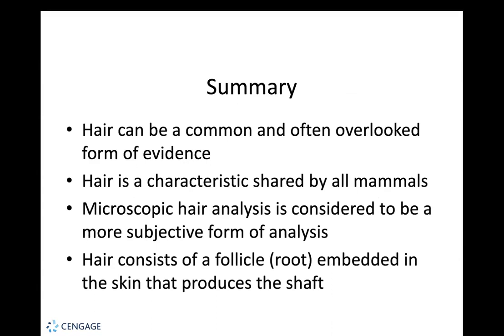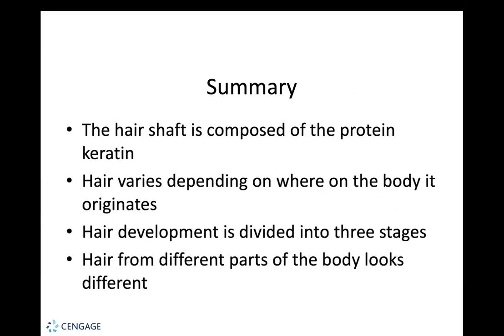So in summary, hair can be a common and often overlooked form of evidence. It is a characteristic shared by all mammals. Microscopic hair analysis is considered to be a more subjective form of analysis, and hair consists of a follicle, which is a root embedded in the skin that produces the shaft. The hair shaft is composed of the protein keratin, which is a very tough protein, and it allows for waterproofing of the sample.